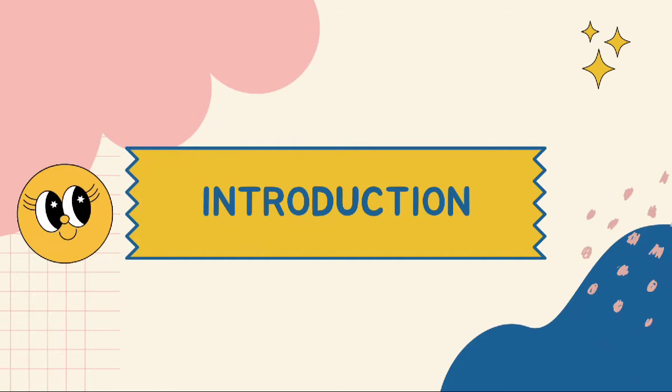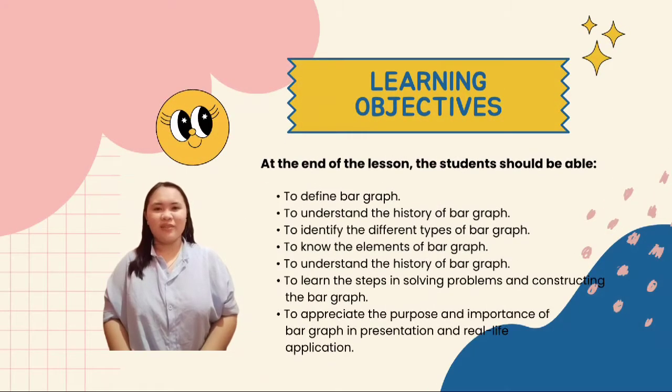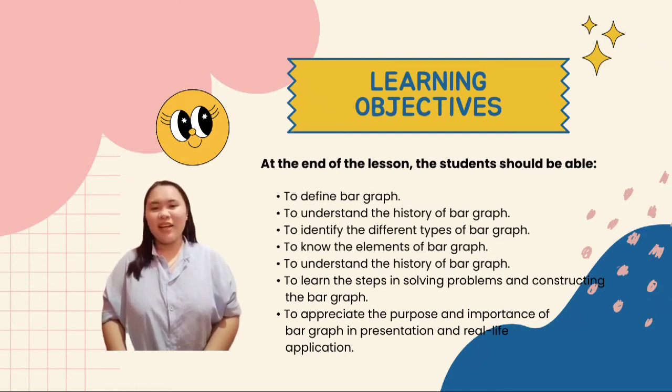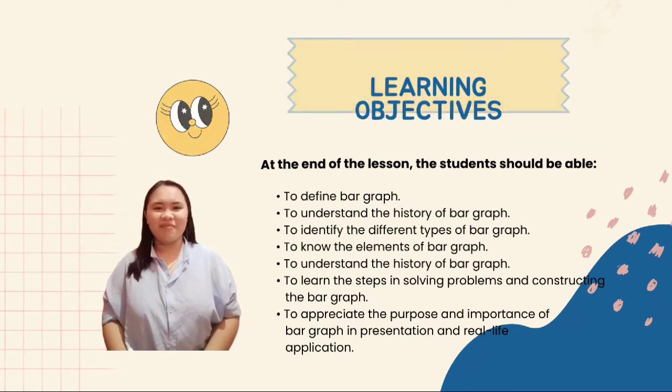Let's get into the point. Learning objectives. At the end of the lesson, the students should be able to define the bar graph, to understand the history of bar graph, to identify the different types of bar graph, to know the elements of bar graph, and to appreciate the purpose and importance of bar graph in presentation and real-life application.